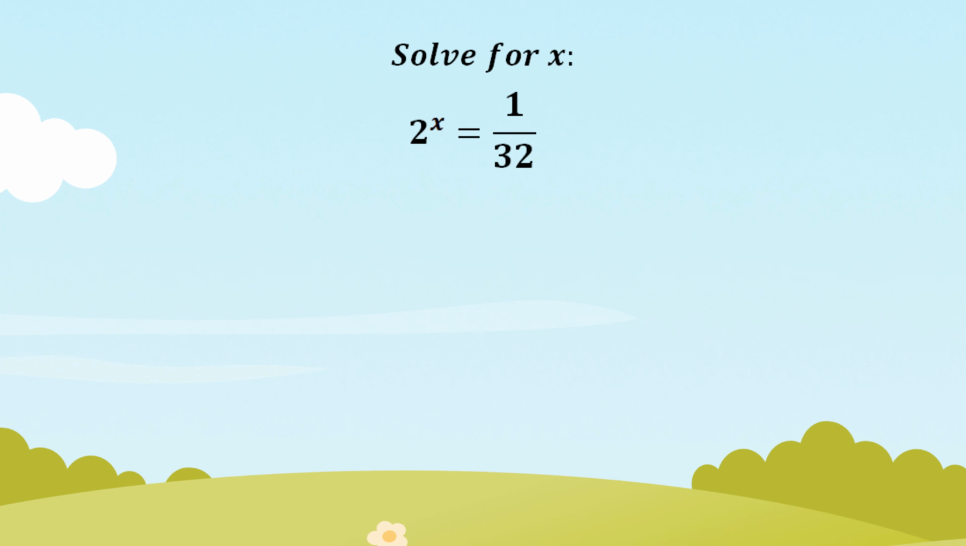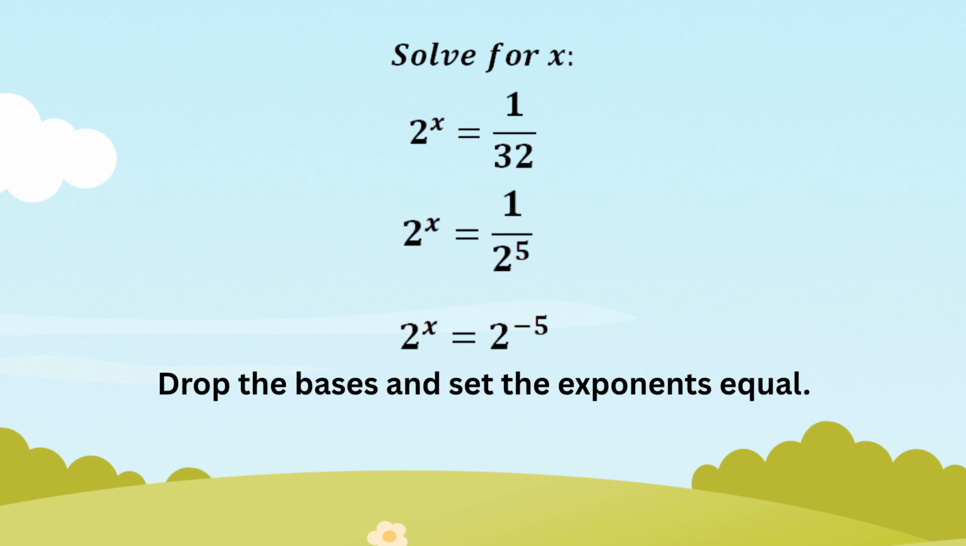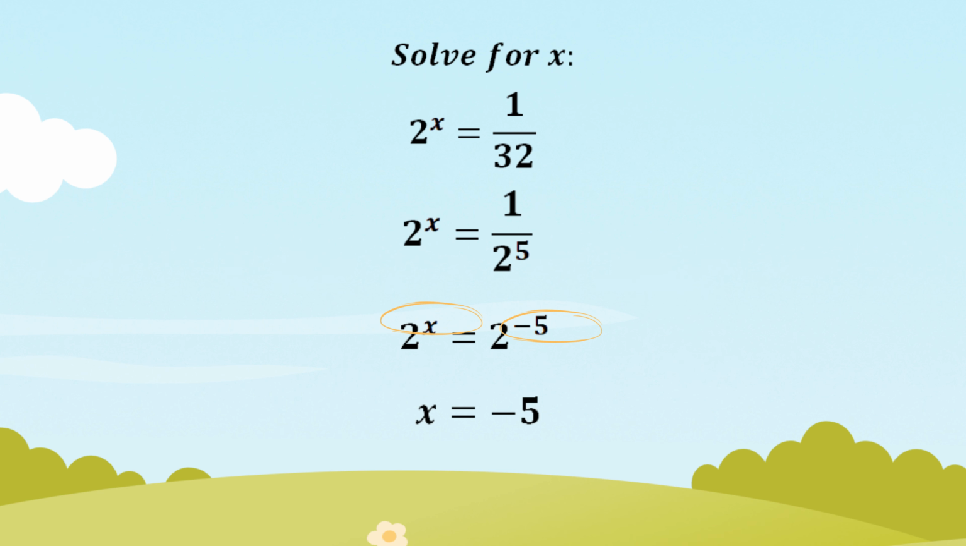Here is another problem. Again, the aim is to rewrite one of them so that we can have a common base. The smaller base is 2, and so we need to rewrite 32 with base 2. Now 32 is the same as 2 to the 5th power. However, the base needs to be in the numerator, so we apply a law in indices and flip the base to the top. But remember, you need to change the sign of the power from 5 to -5. Now that we have a common base, we can drop the base on both sides of the equation and equate the exponents to get x equals -5.